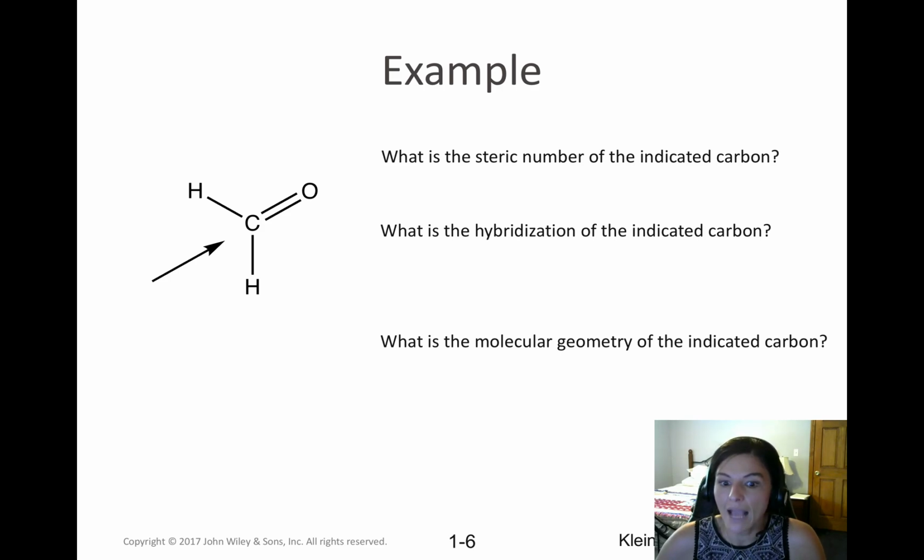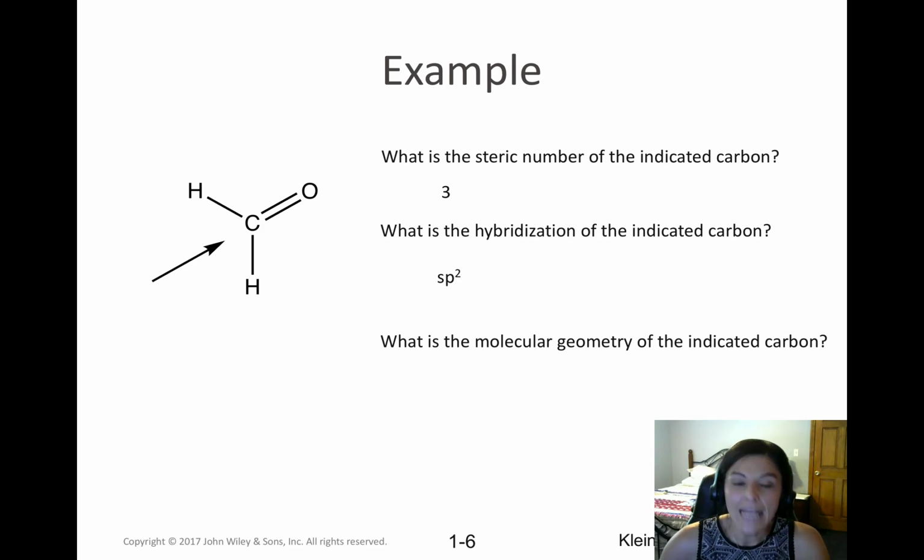And then again, I'm remembering from what we talked about with bonding in the last set of slides that a double bond is composed of 1 sigma bond and 1 pi bond. Okay, so there's 1 sigma bond in the double bond between carbon and oxygen. So I have a total of 3 sigma bonds, no lone pairs. So my steric number is 3. Okay, well, if I have a steric number of 3, that means my hybridization is sp2.